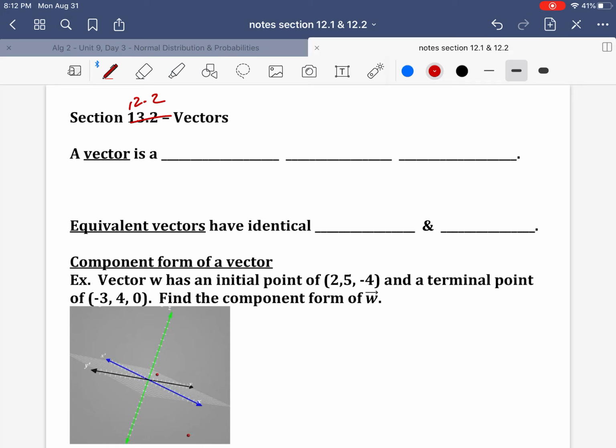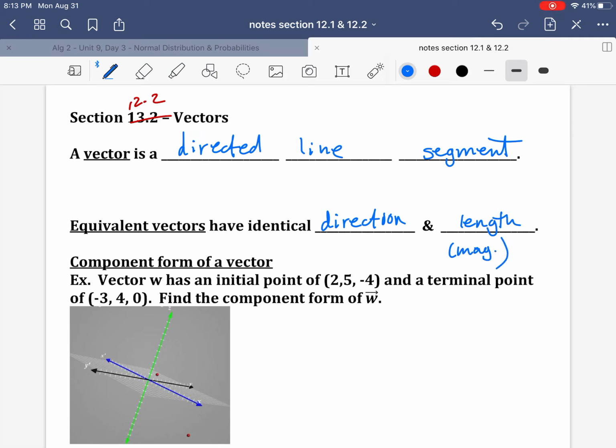All right, so now we're on section 12.2. So we have talking about vectors a little bit. This should be all review. A vector is a directed line segment. All right. Equivalent vectors have identical direction and length. And remember, when you're talking about the length of a vector, that's its magnitude.